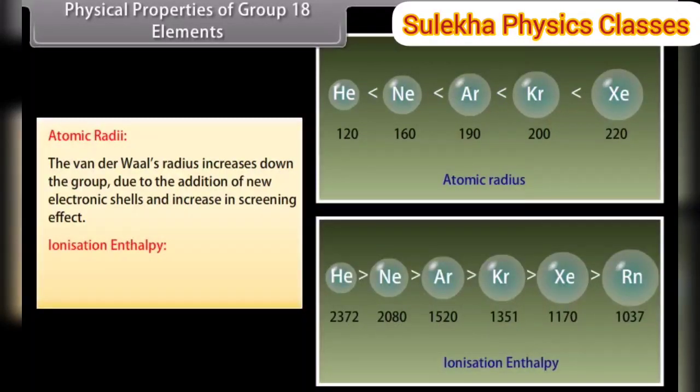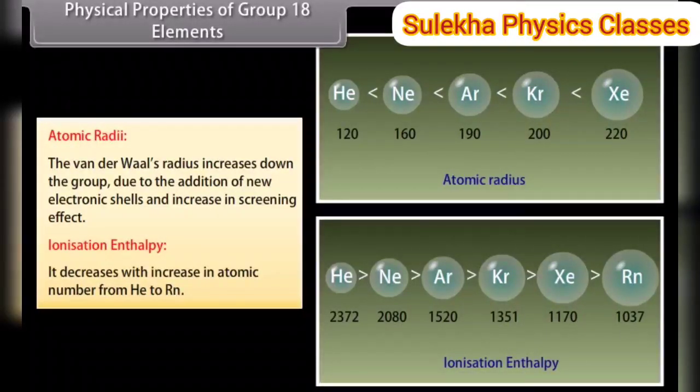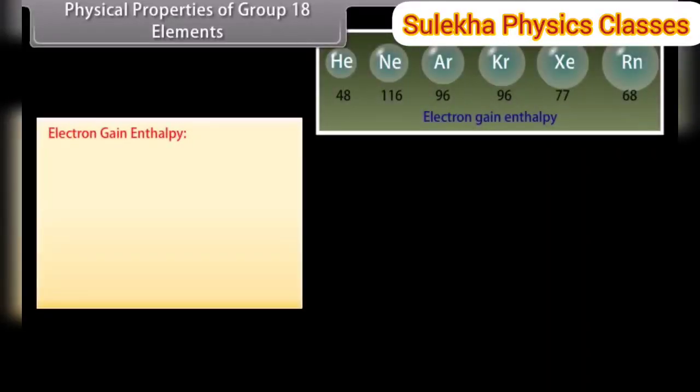Ionization enthalpy. The ionization enthalpies of noble gases are very high. This is due to the stable configurations of noble gases. It decreases with increase in atomic number from helium to radon. Electron gain enthalpy. Since noble gases have stable electronic configurations, they have no tendency to accept an electron and therefore have large positive values of electron gain enthalpy.